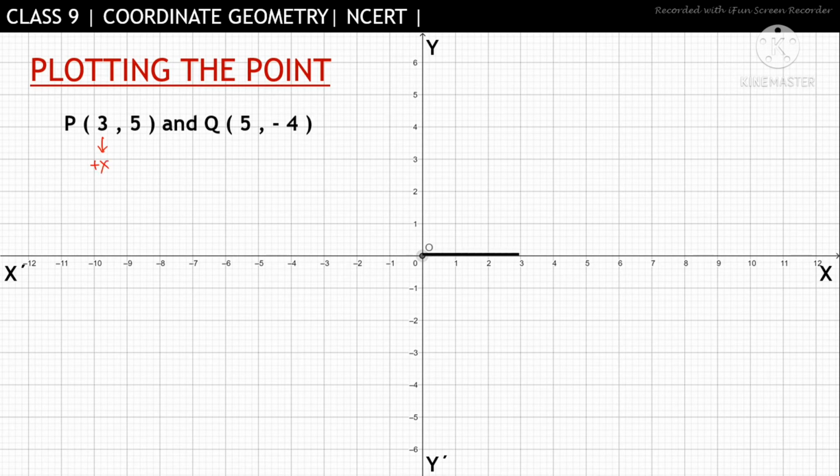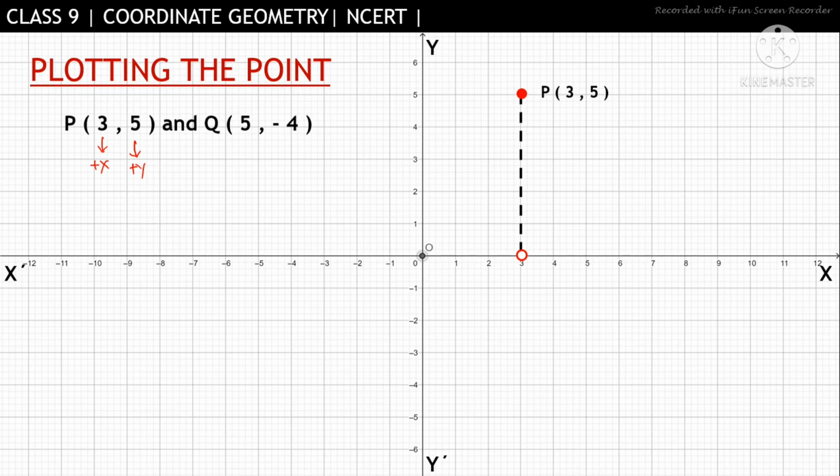As we move along the x direction, positive x, we move 3 units. Now from this point of 3 units where we reach, from there we draw a perpendicular along the y-axis, and this is the positive y-axis because our value is positive. We will draw 5 units along the positive direction of y. So from 0 we have moved up to positive 3, and from 3 we again move towards positive y 5 units. So this is 3 units and this is 5 units. Hence we reach our point P (3, 5).